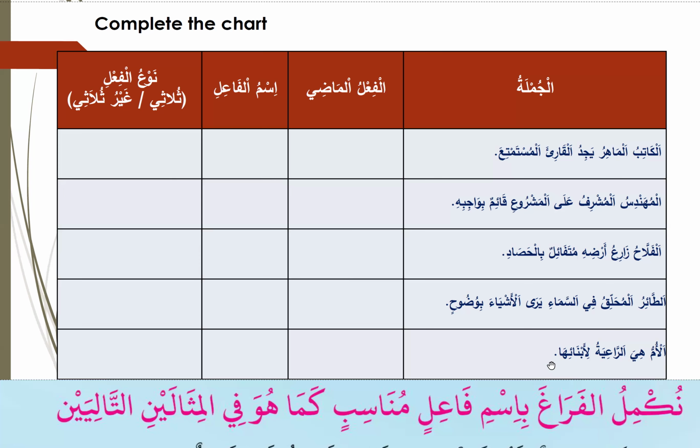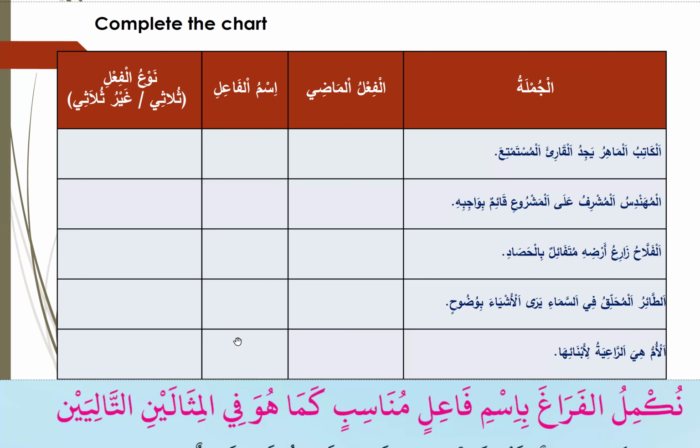الأم هي الراعية لأبنائها. The mother is the راعية, the one who cares for her children, or the one who is responsible over her children. So here the ism fa'il is الراعية, and the verb, the past tense, is ra'a, or for female we say ra'at, and this is thulathi. It is 3.